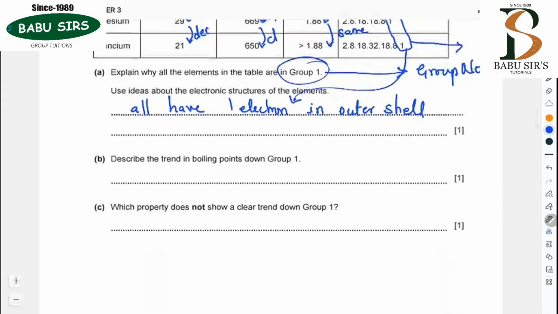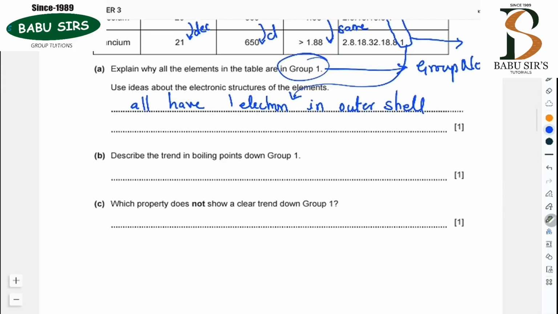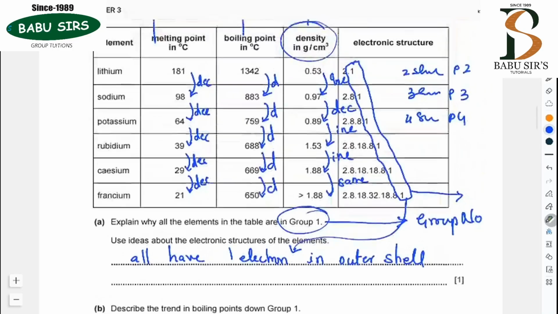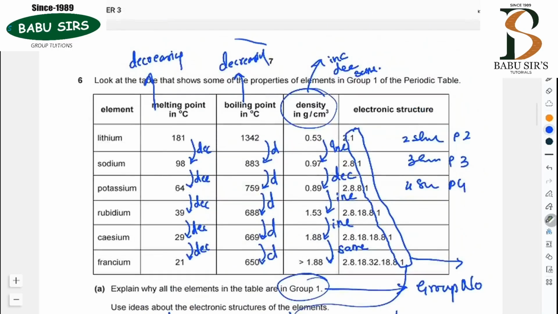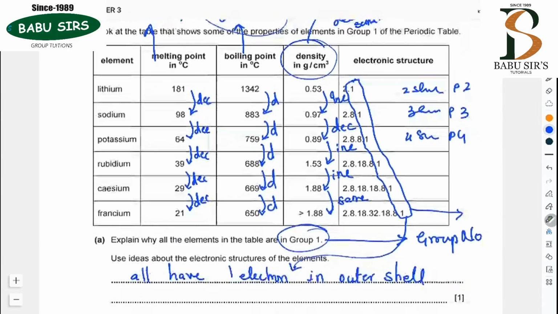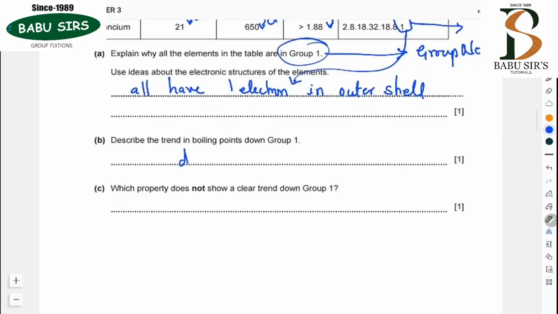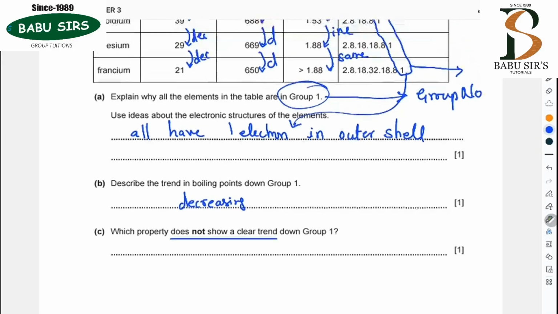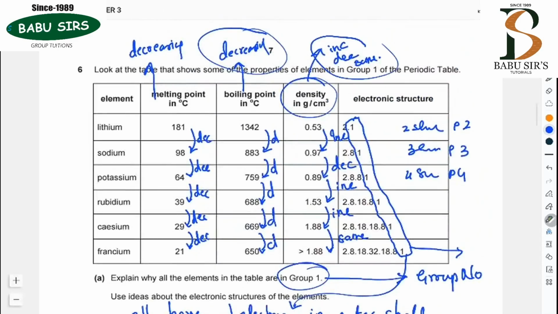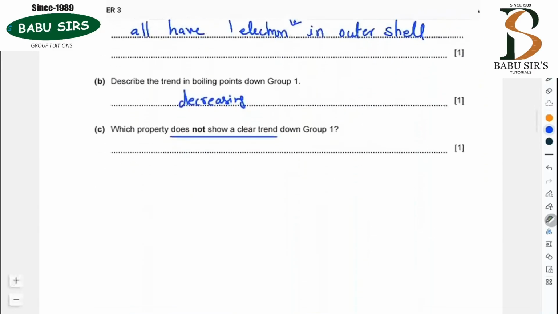Now the second question is, describe the trend of the boiling point. So boiling point trend, it is clearly seen here, it is decreasing. Next is, which one property does not show clear trend? So you can see here the density is not showing clear trend. Sometimes it is increasing, sometimes it is decreasing, sometimes it is same. So here you have to write density.